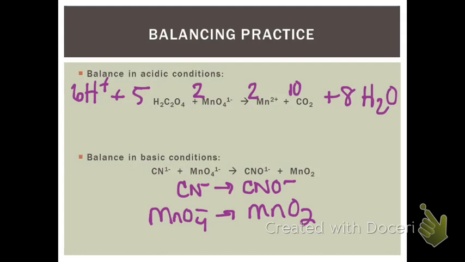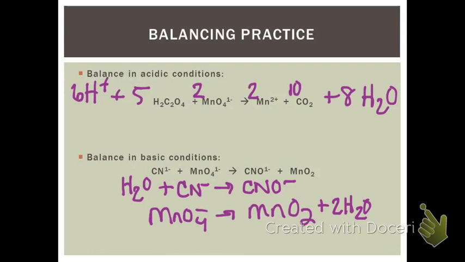Now, old, oxygen. In the first one, I have no O's on the left and 1 on the right. So I have to add 1 water to provide that O on the left. In the second reaction, I have 4 O's on the left and 2 on the right. So I'm going to have to add 2 waters to make up those 2 extra O's.